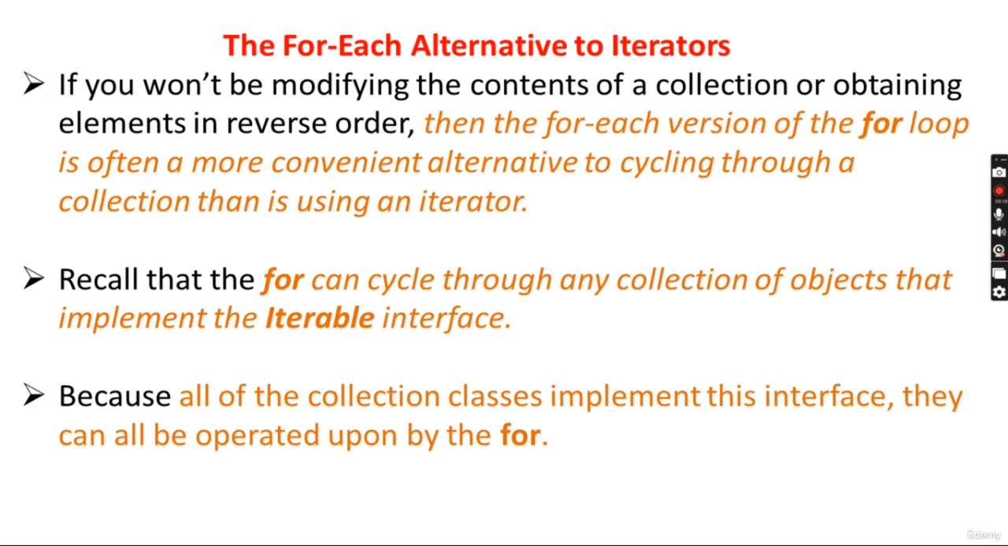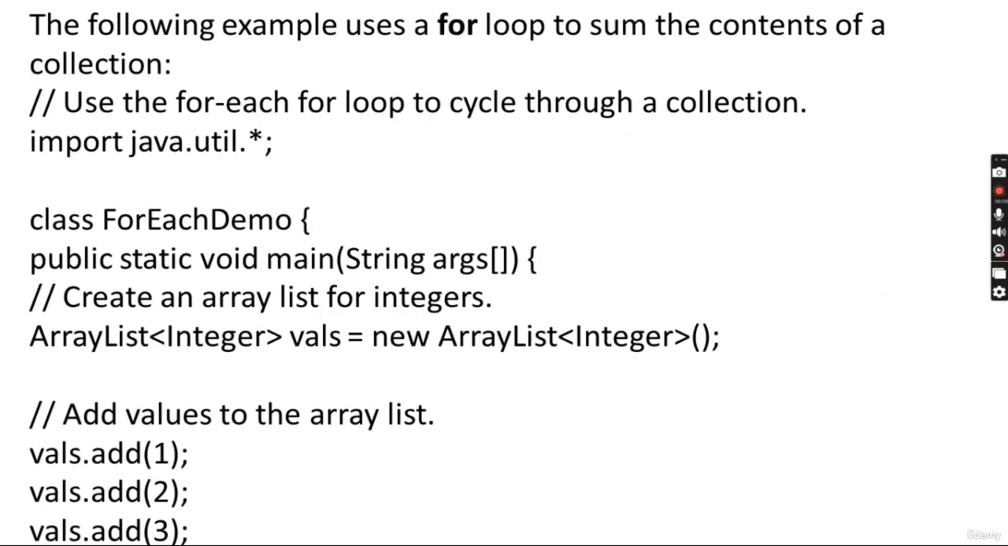So if you don't want to iterate through a collection in the backward direction, or if you don't want to modify any element in the collection, the for-each loop is a simple and efficient approach. Recall that the for can cycle through any collection of objects that implement the Iterable interface. All of the collection classes implement this interface, so they can all be operated upon by the for-each alternative.